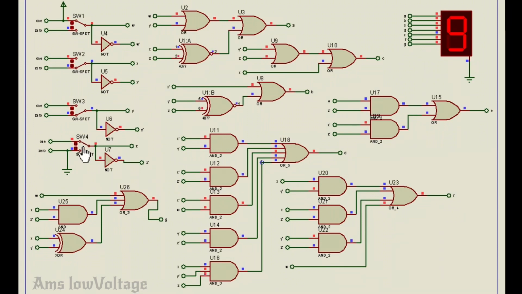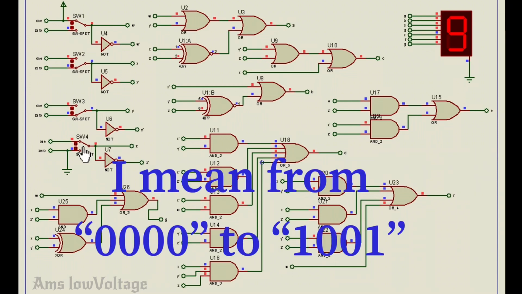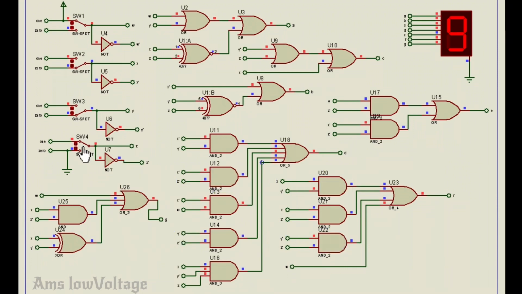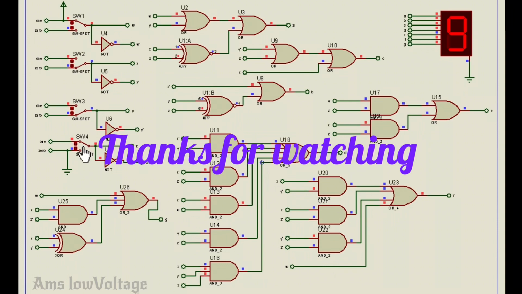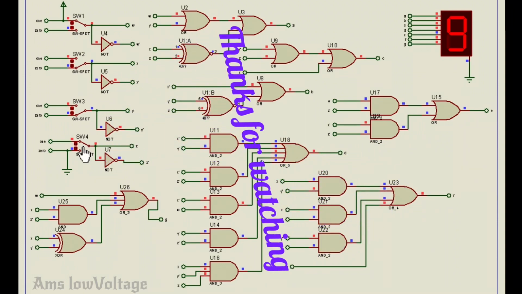So looks like everything is fine. Our target is 0 0 0 0 to 1 0 0 1. That means all the decimal numbers from 0 to 9. That was our target, to display all the decimal numbers for its binary number inputs. So looks like our binary to decimal converter circuit is working fine.